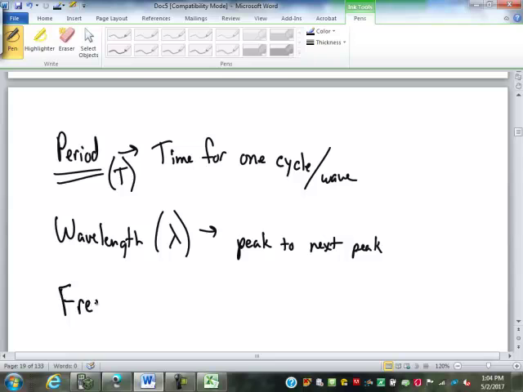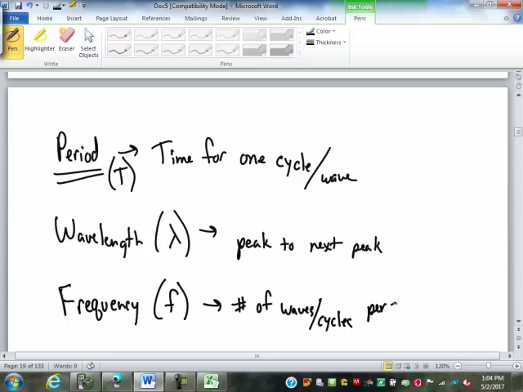Frequency. So we use the symbol F for frequency. It is the number of waves, the number of cycles. Well, technically it's per second.